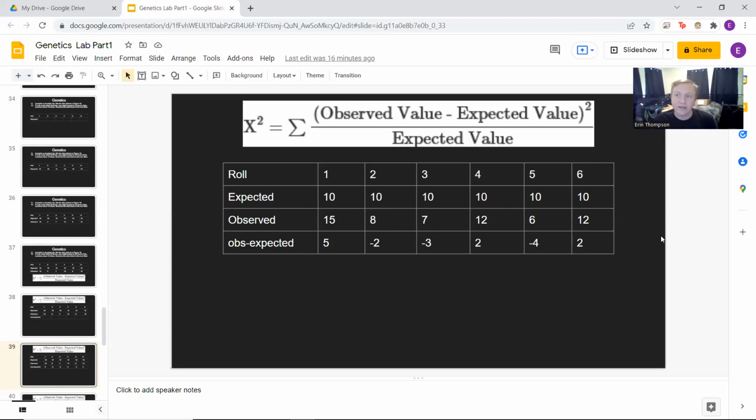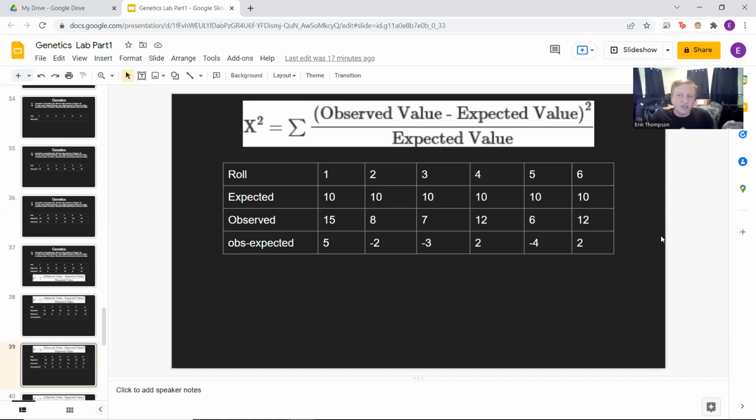And I'd also like to point out here that because we're going to square these things, the order doesn't actually matter. This could have just as easily been expected minus observed, because we're going to square them ultimately. If you got -5, -5 times -5 equals 25. 5 times 5 equals 25. It doesn't matter if it's positive or negative. I would suggest just doing the formula correctly, but if you do happen to mess it up, it'll be fine.